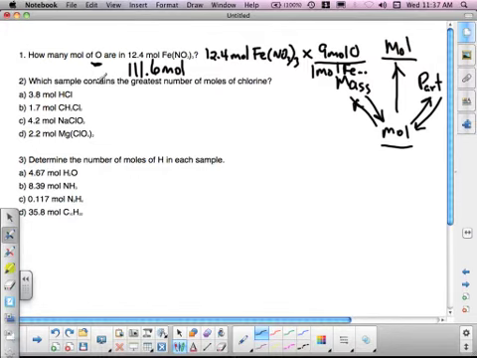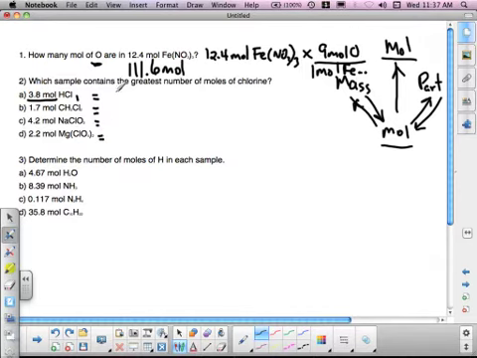Number 2, which sample contains the greatest number of moles of chlorine? So we're staying in moles. So all we're going to do is take the number of moles of the compound times the subscript, okay, for chlorine. So why don't you give this a try, stop the video, give it a try, and come back. All right, I'm going to put the answers out to the side for each one of these.